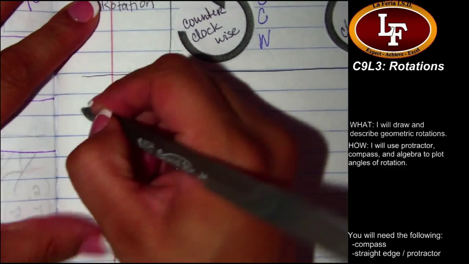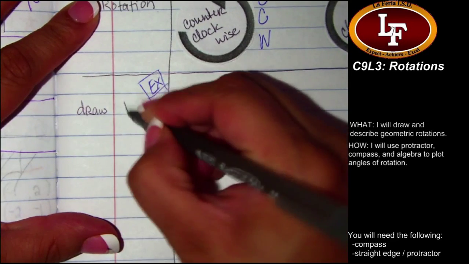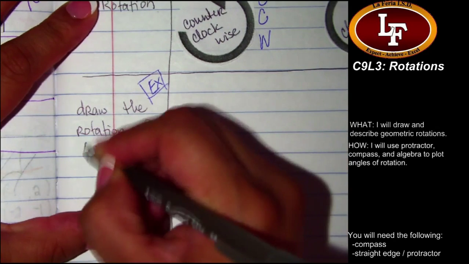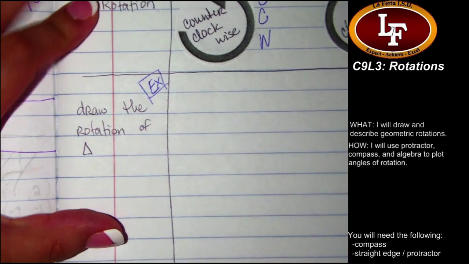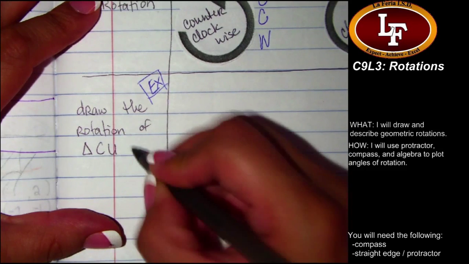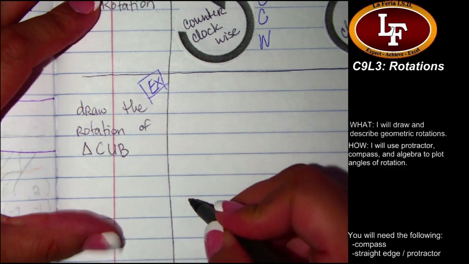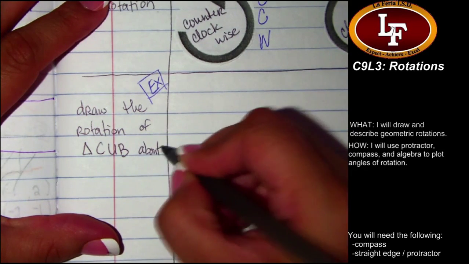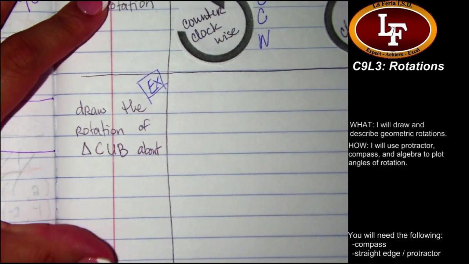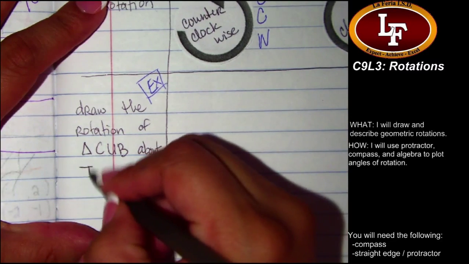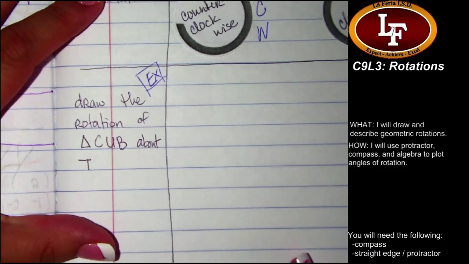Okay. So this example is going to ask you to draw the rotation of a triangle. I need to name a triangle. 3 points, go. C, U, B. Draw the rotation of triangle CUB about, and now I need to name the center of rotation. Another point, go. Somewhere over here. L. Somewhere over here. T. Now we need to know what direction.